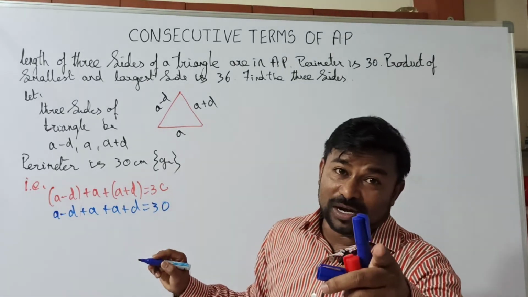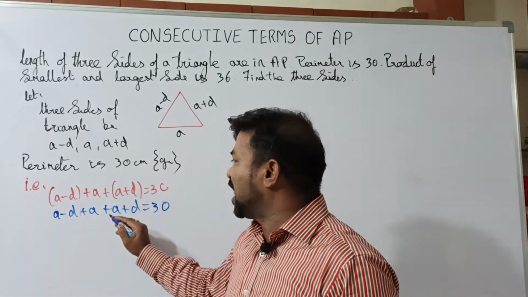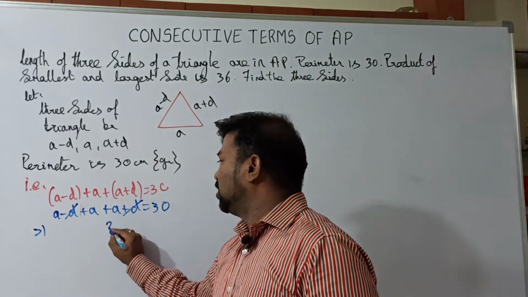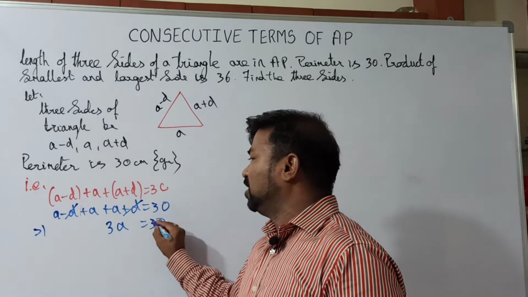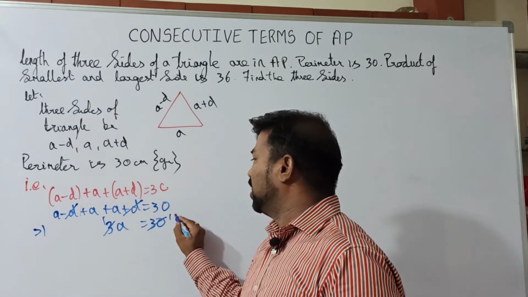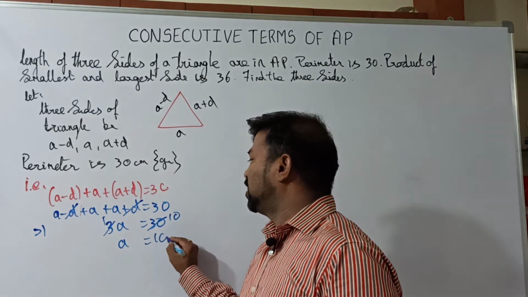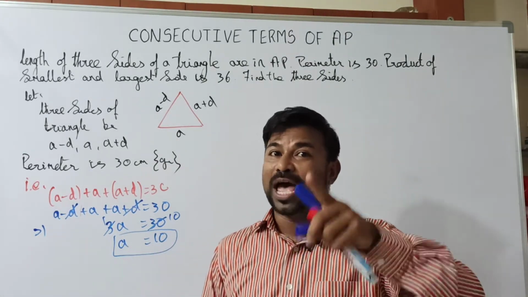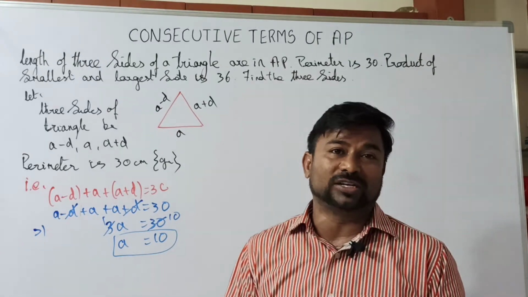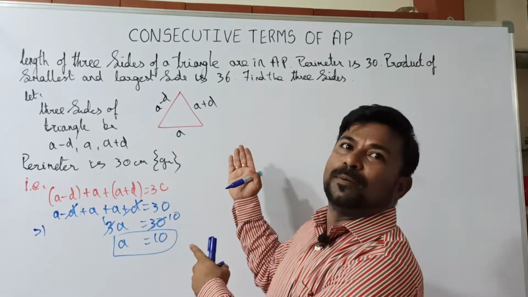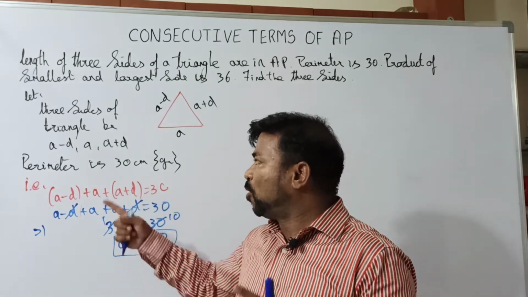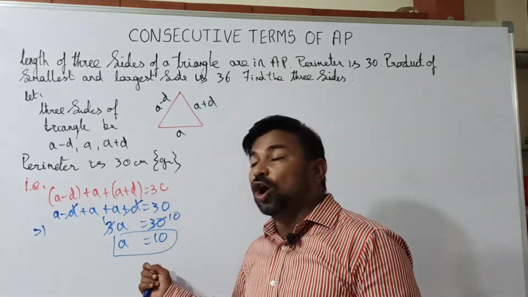So as I said earlier, it's an easier way to cancel the D's. If you check it out, 3A equals 30, and cancelling the 3s, A is equal to 10. So this is the tricky one. As we are able to use the logical three terms of AP in place of a triangle's three sides, we are able to cancel it. So with the help of one clue he has given, we got one equation.